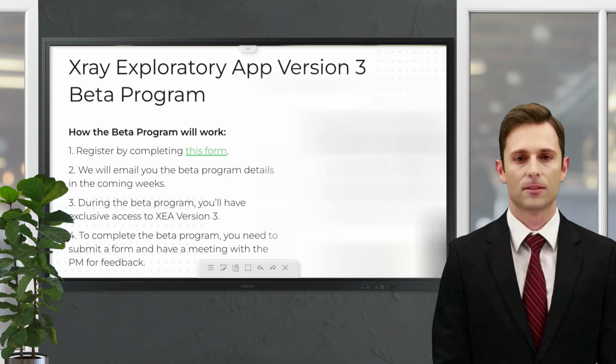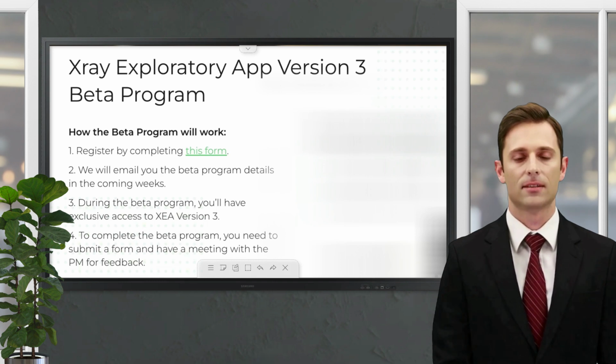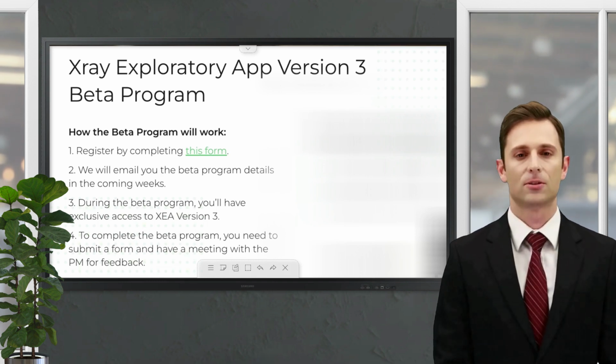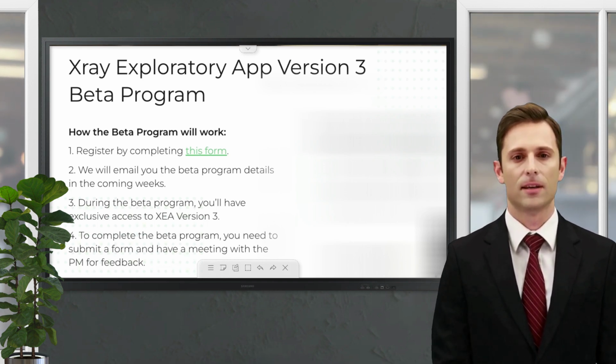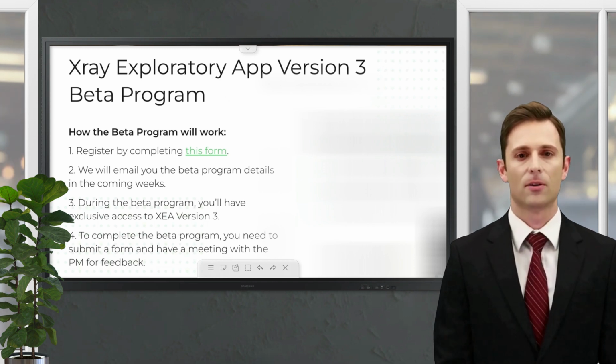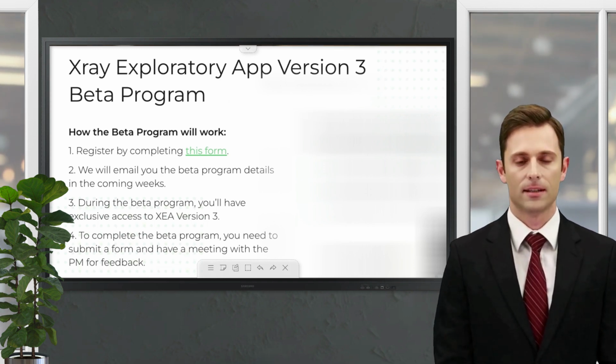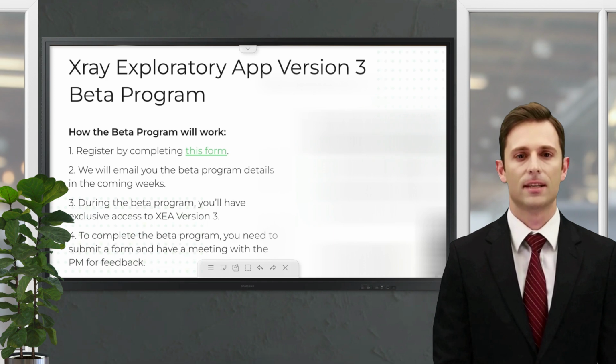To register in the beta program, all you must do is complete the registration form. You will find the registration link in the comment section. After registration, you will receive exclusive access to version 3 of the app. Every beta tester can give us their feedback about the new XRay Exploratory Testing App version 3. And some of them can have a meeting with the product manager.